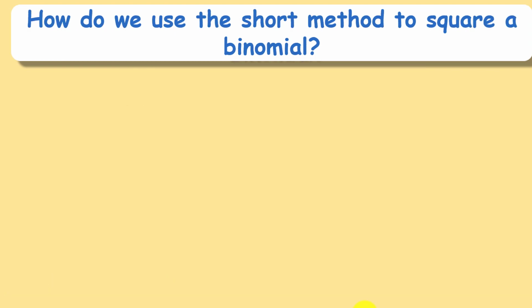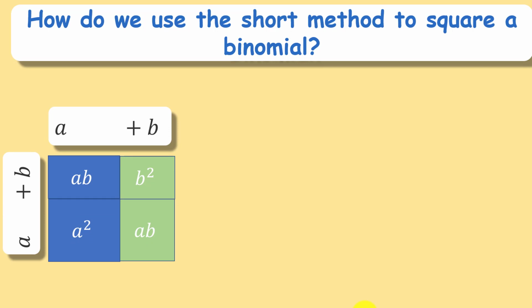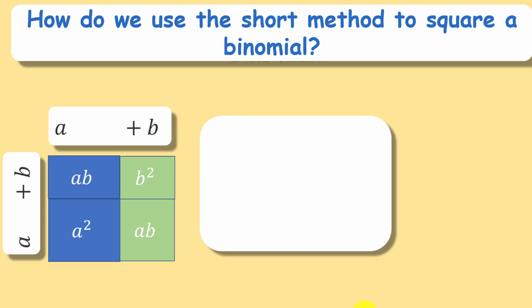How do we use the short method to square a binomial? So let's say we've got an a plus b times an a plus b. Do you see the two binomials are exactly the same? If we now expand, we'll see a times b gives us ab, b times b, b squared, a times a, a squared, and a times b, ab. What do you notice? We've got two perfect squares and then two like terms.